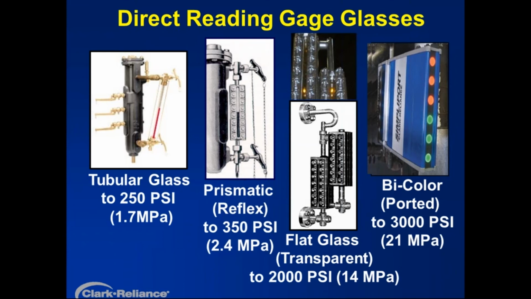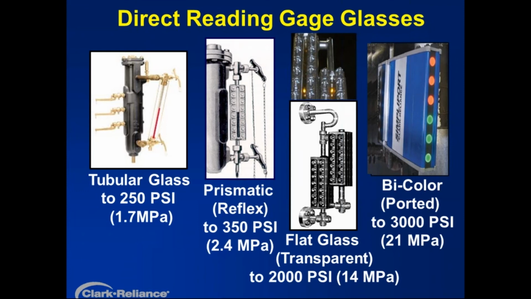The reason these gauges are limited to 350-pound service is because there is nothing to protect the glass on the inside. And if used at higher pressures, the prisms would erode, the glass would erode over time and could turn chalky white, and you would suffer an inability to read the level as well as glass erosion. So when we cross over 350-pound design, most users go to either the flat glass or the bicolor.